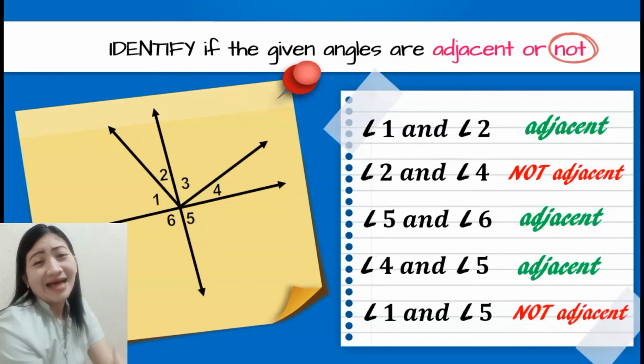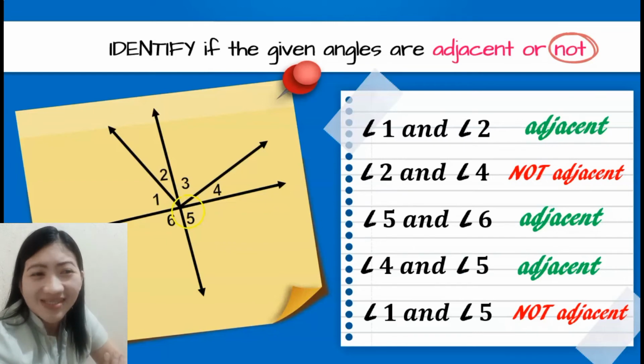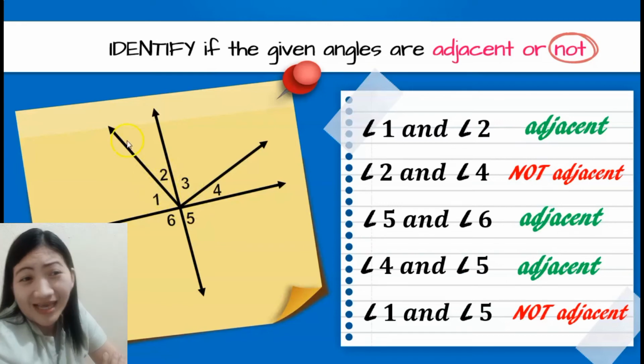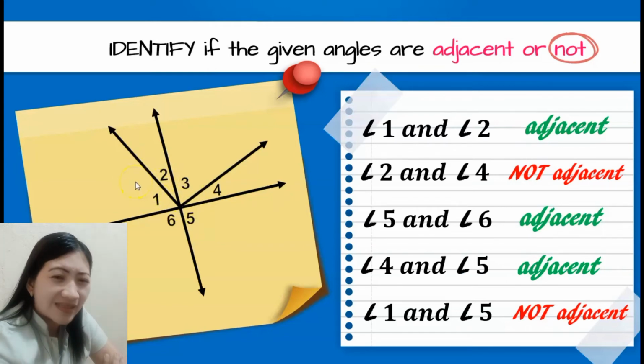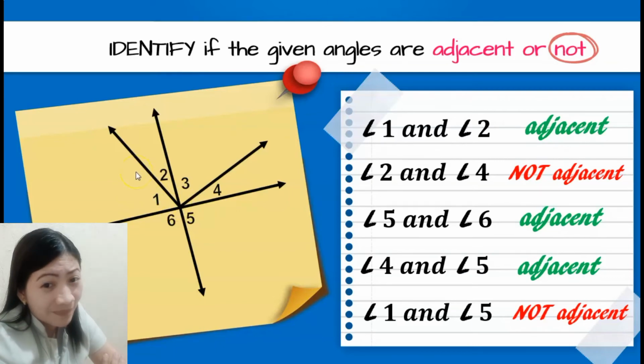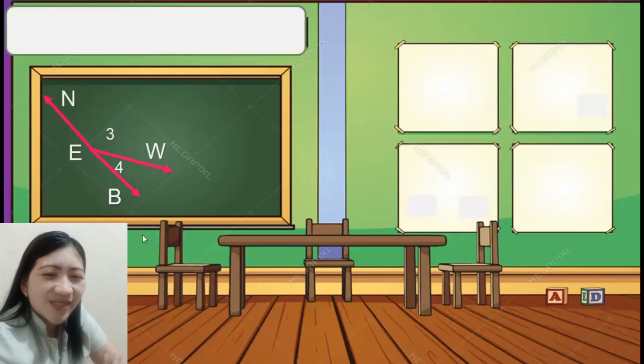So, madali lang naman tandaan if they are adjacent or not. Anong napansin ninyo? So, once na yung dalawang angle magkatabi, kasi nga may common side sila and may common vertex, ibig sabihin adjacent. Or in other words, pag sinabi natin adjacent, ito yung angles na magkatabi. So, pag magkalayo sila, they are not adjacent anymore.